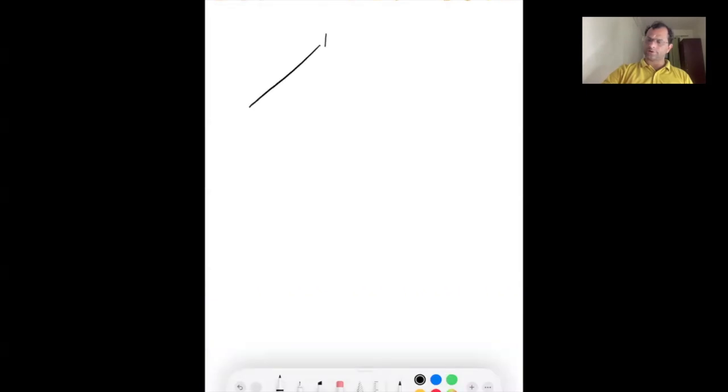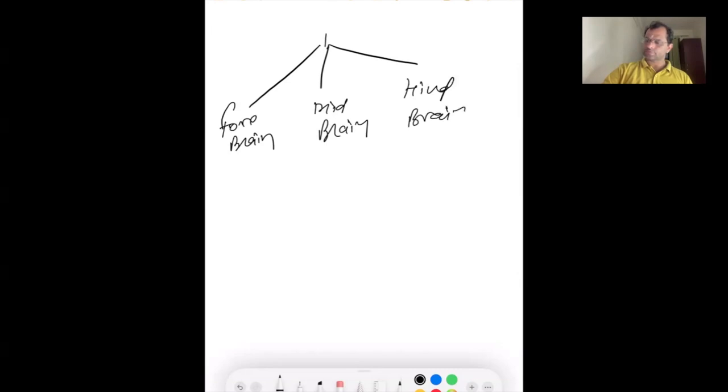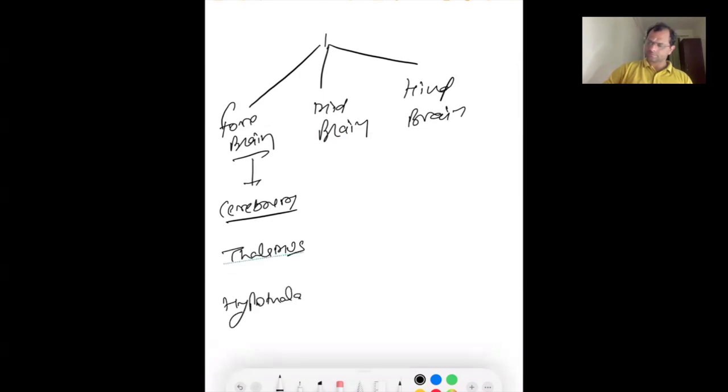So we have divided the brain in three parts: forebrain, midbrain, hindbrain. Then the forebrain we have divided into cerebrum, thalamus, hypothalamus, and limbic brain, the limbic system.